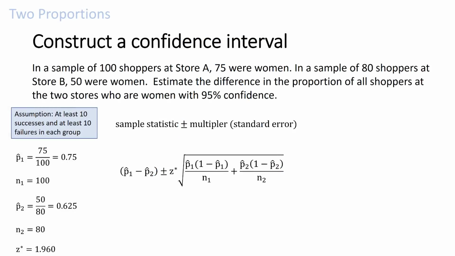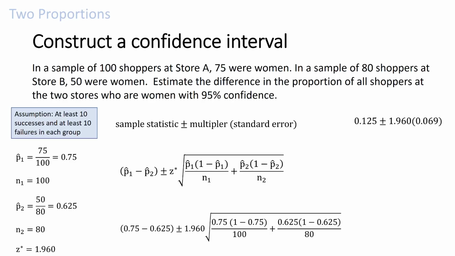We plug these values into our equation, and we get a 95% confidence interval of negative 0.011 to positive 0.261. To interpret this, I am 95% confident that in the populations, the proportion of store A shoppers minus the proportion of store B shoppers who are women is between negative 0.011 and positive 0.261.